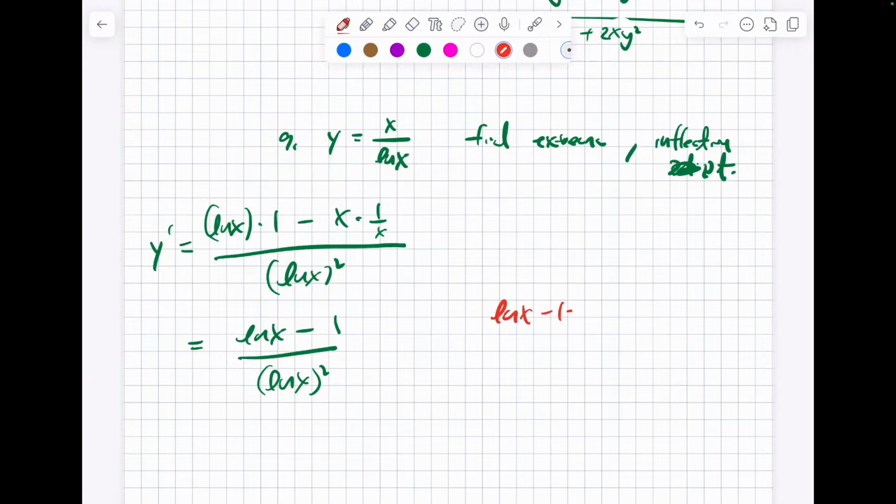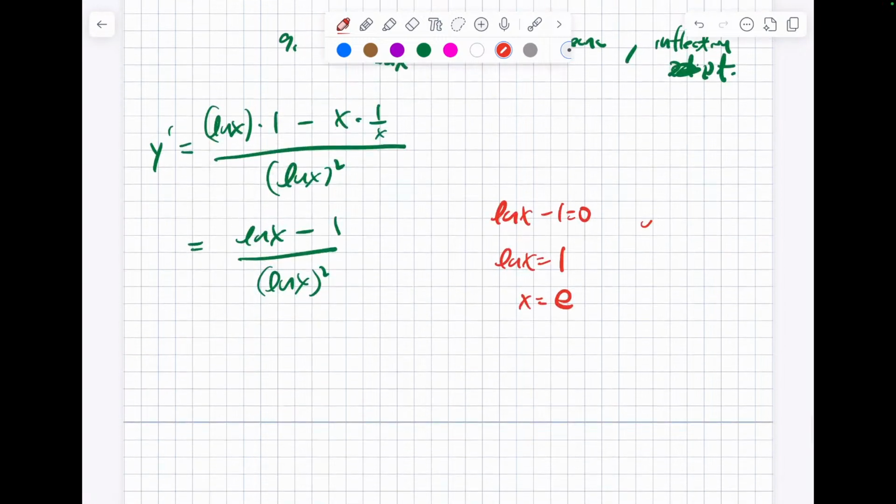Ln of x minus 1 equal to 0. Ln of x equal to 1. x is equal to what? e. There's another one. Natural log of x equal to 0. x is equal to what? 1. e to the 0 is 1. So you're going to do a number line test based on 1 and e, right?